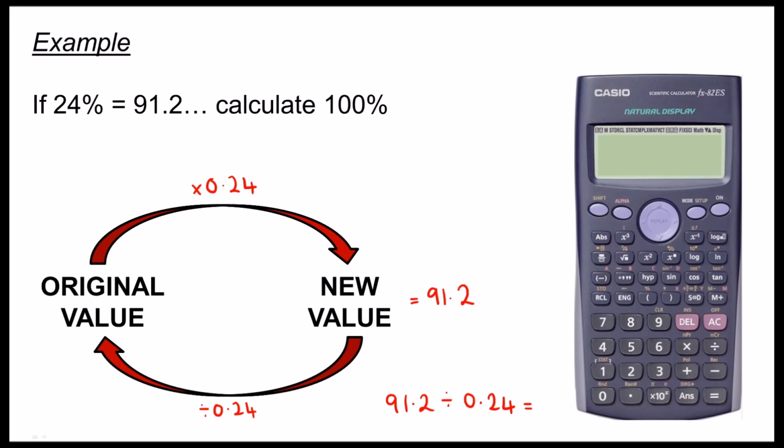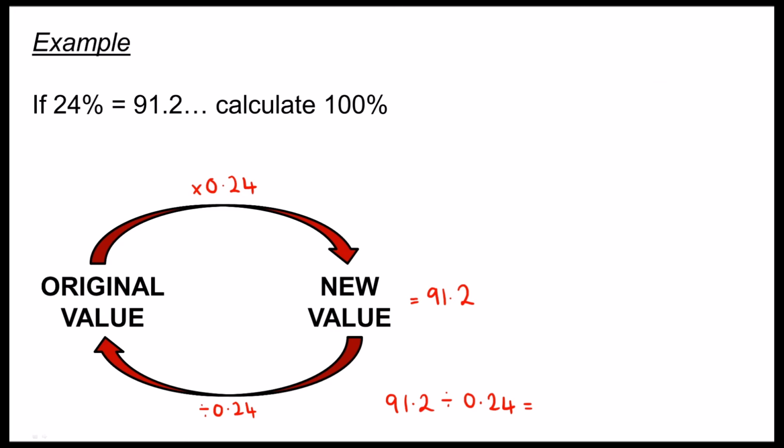So as with before, I can use my calculator. I need to put 91.2 divided by 0.24, and that gives me an answer of 380. So I can say that 100% of my value was 380.